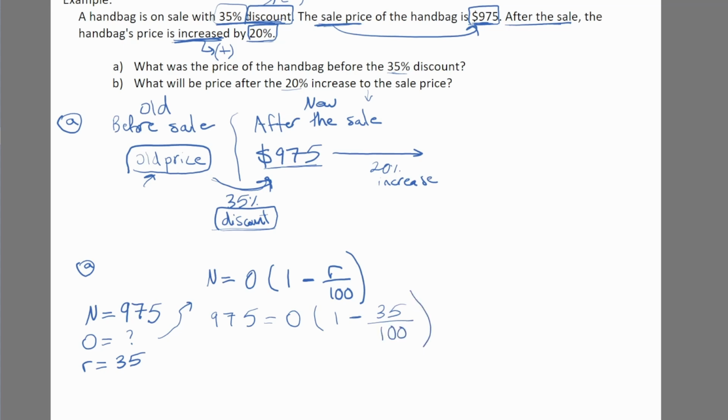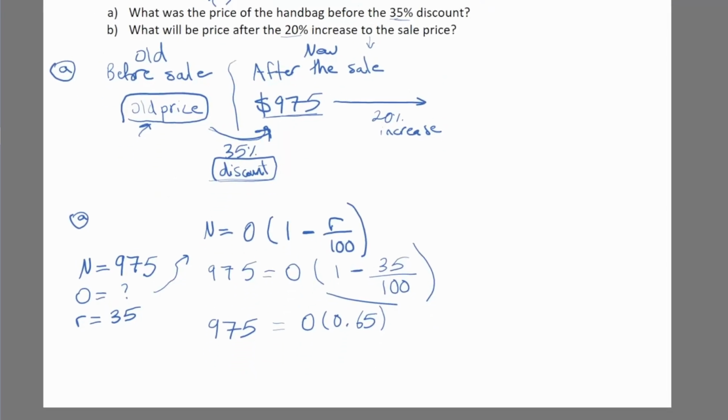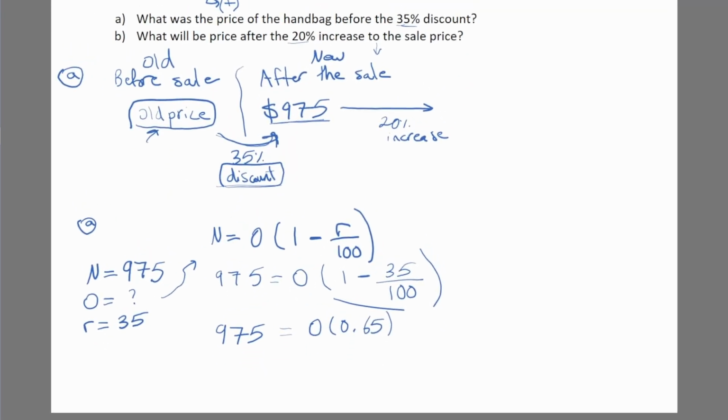Like I said, the easiest thing to do is to simply plug in 1 minus 35 over 100, okay? Plug it in the calculator, it will give you the old multiplied by, this will give you 0.65 is equal to 975, okay? So now we're simply gonna divide by 0.65, divide both sides, and we get the old price. So plug in your calculator, 975 divided by 0.65, $1,500, okay?